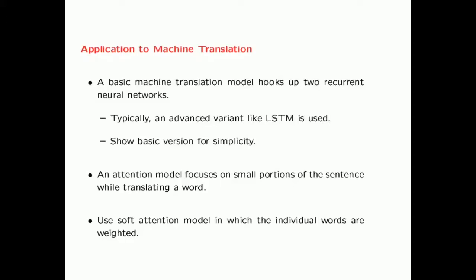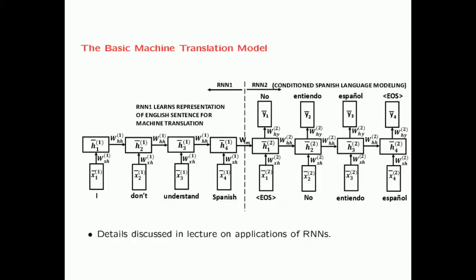So, a basic machine translation model hooks up two recurrent neural networks, and typically an advanced variant like an LSTM is used. But here, throughout our lecture, we'll use a basic variant of a recurrent neural network for simplicity. Now, what an attention model does is that it focuses on small portions of the sentence while translating a word. And here, we'll be using a soft attention model in which the individual words are weighted.